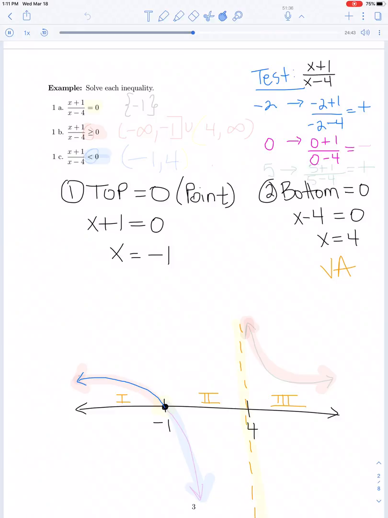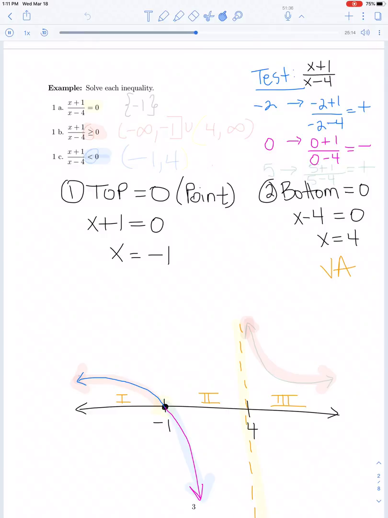Again, I don't care what the actual number is. All I care is whether this is going to be greater than 0 or less than 0, positive or negative. Well, on top, I end up with a +1, and on the bottom, I end up with a -4. A positive divided by a negative is always going to give me a negative, which means in the second region, if it's negative, I'm going to be below the x-axis, heading towards my asymptote.